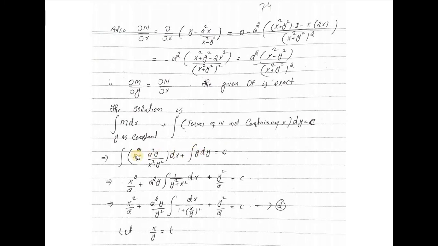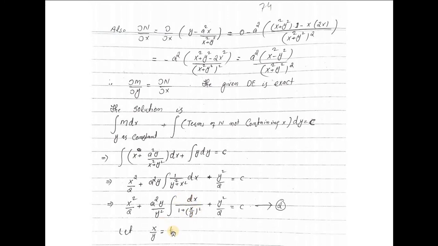Now we have to integrate. The integral of x with respect to x is x square over 2. Similarly, a square times the integral of 1 over y square plus x square dx, and the integral of y is y square over 2, equal to c. Now we can write y square plus x square as y square times 1 plus x over y whole square. Now let us simplify.